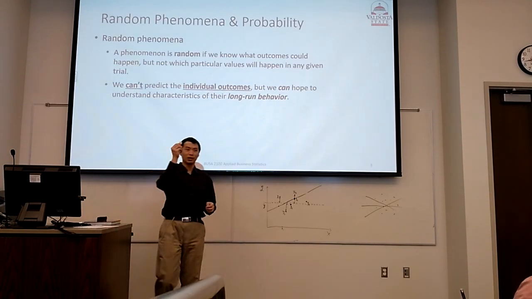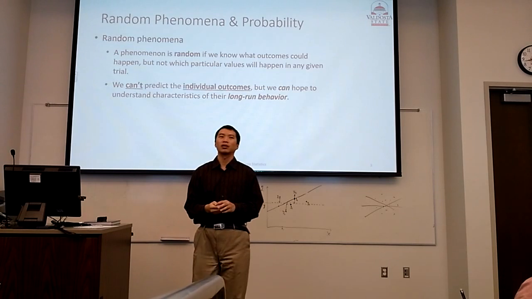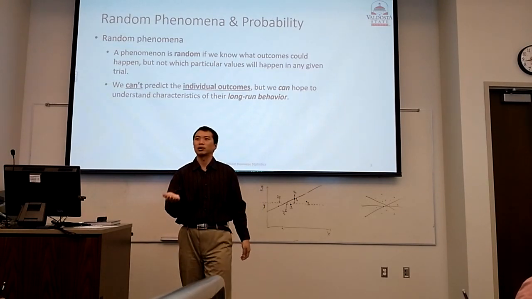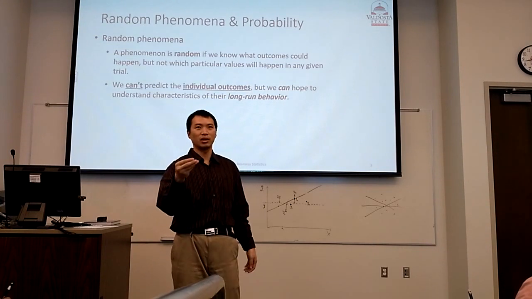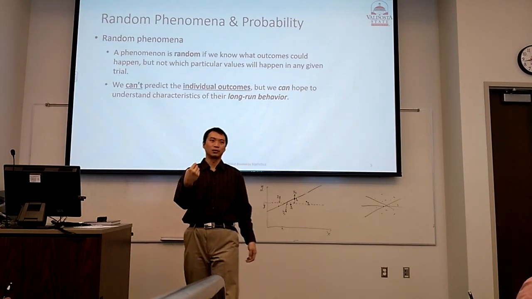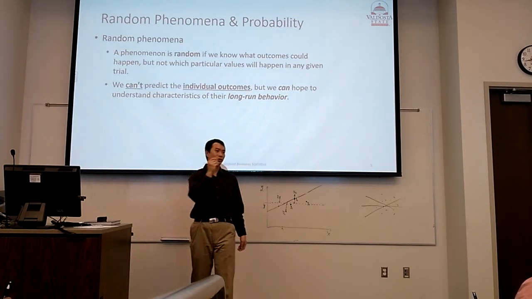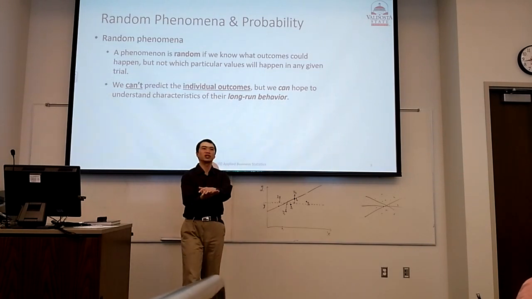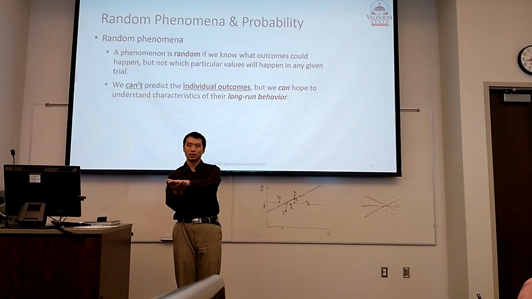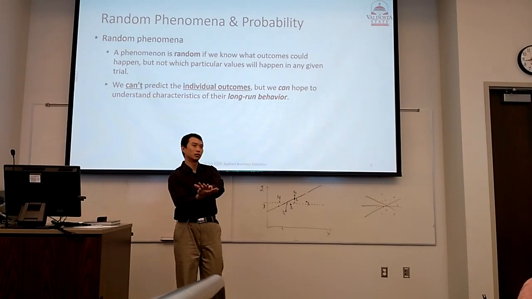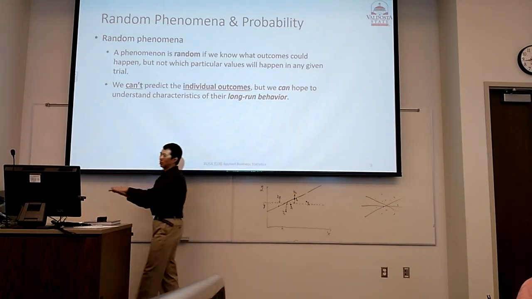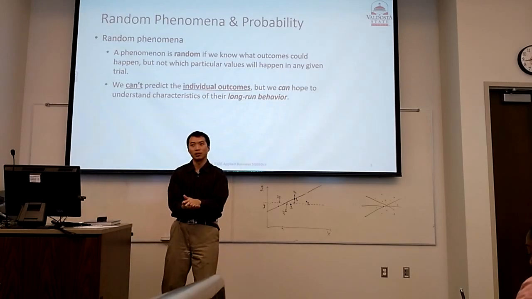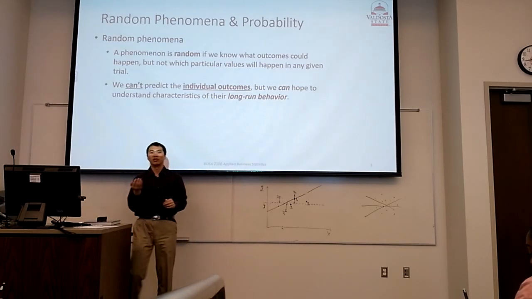So that's a coin, right? If you toss a coin, you know what the possible outcomes are. You can either get a tail or a head, only two possible outcomes. But if you toss a coin, do you know which side you will get? Probably not. But we know it should be either head or tail. So that's a random phenomenon.